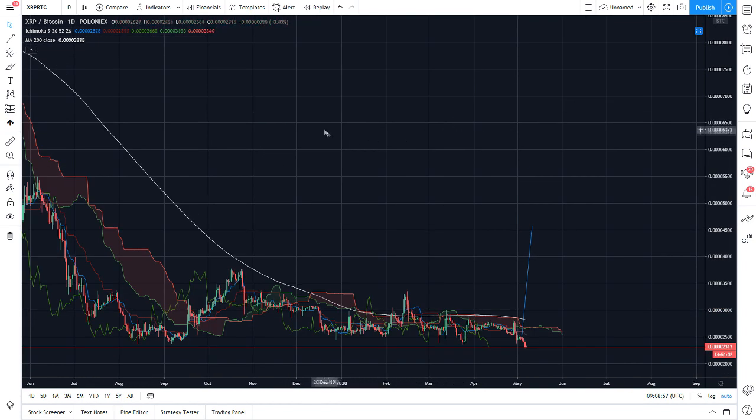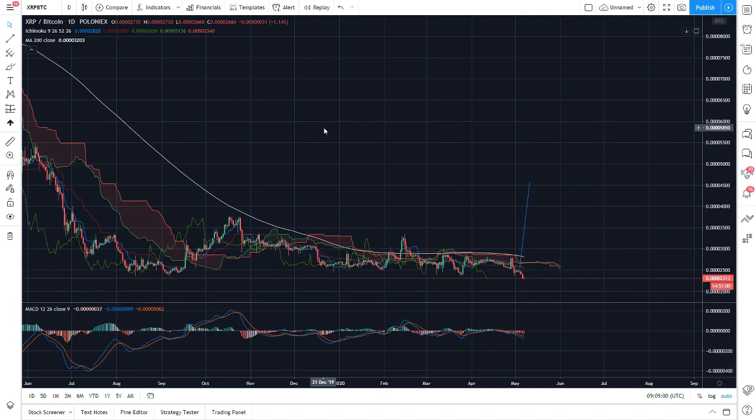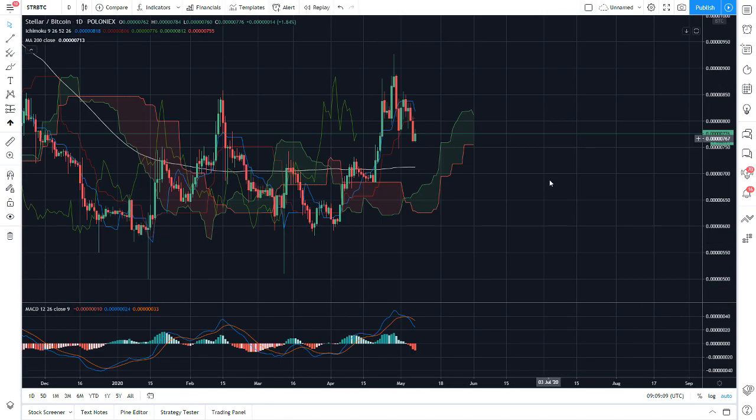So yeah, Ripple is not looking good. In Stellar, as long as we are still above the 200-day moving average, I am still bullish on Stellar compared to Ripple. However, we need to keep in mind that if we close below the 200-day moving average, it's time to watch out if you are a day trader, because you also need to watch out for this bearish MACD on the daily time frame.